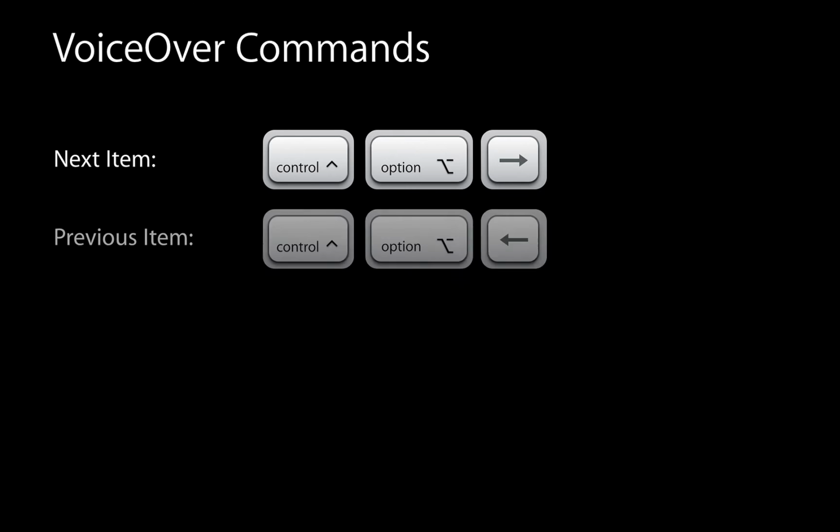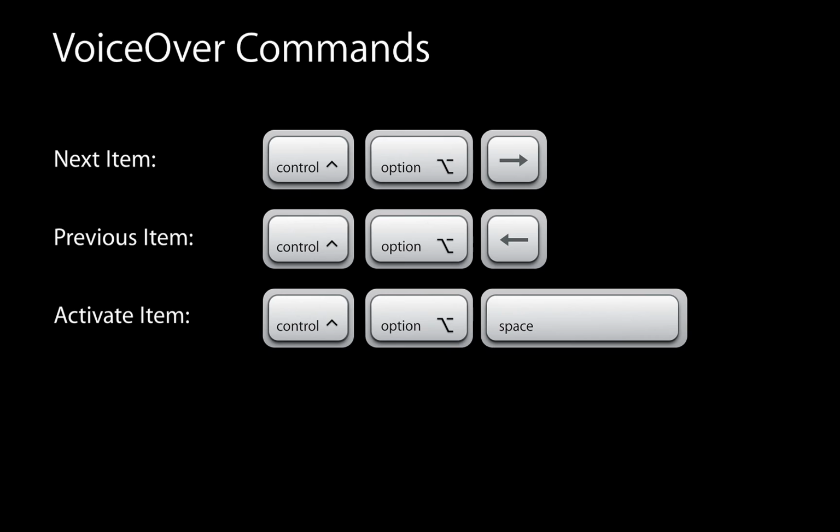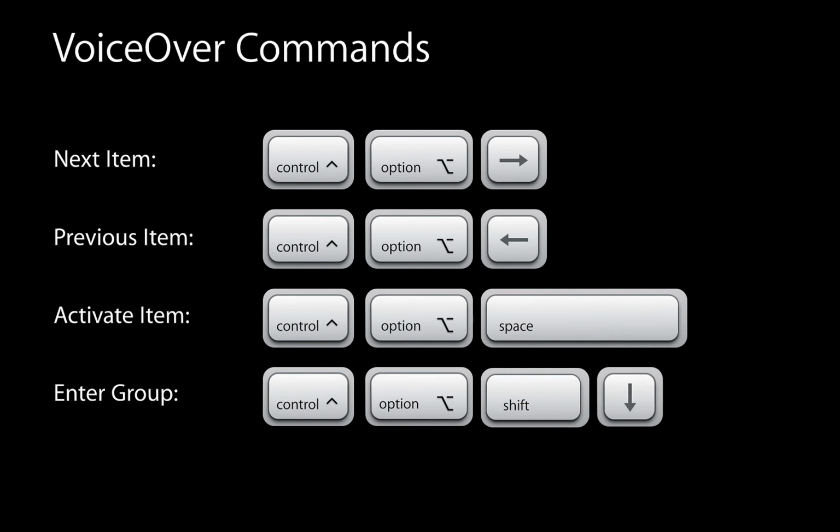So we have Control Option Right Arrow to go to next, and if you want to reverse, you do Control Option Left Arrow. And if you want to press a button or activate something, simply do Control Option Space. This is very similar to pressing space bar on something that has a keyboard focus. And then we have 2 more commands.